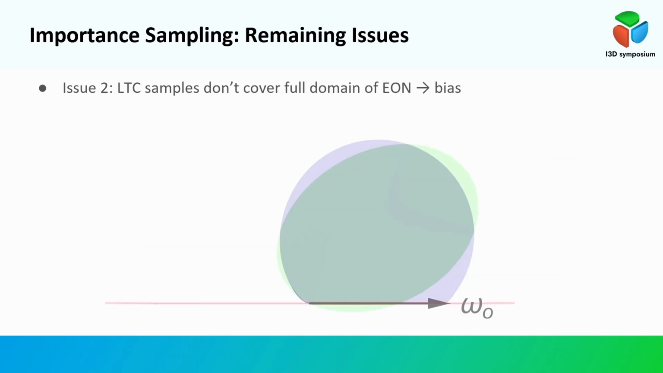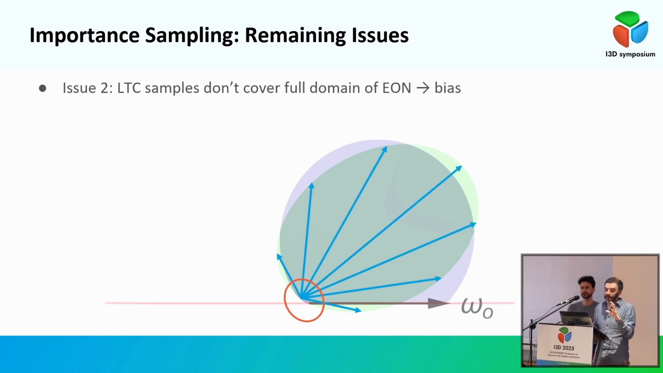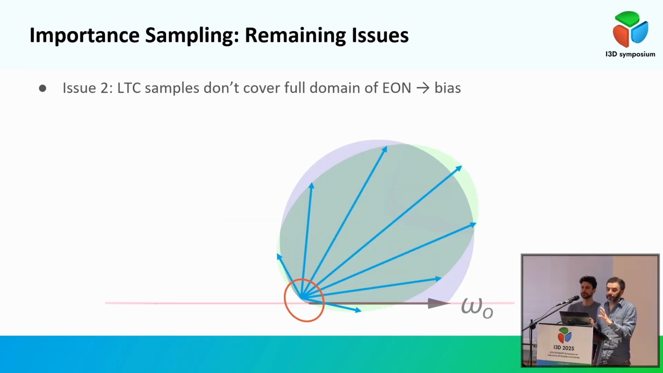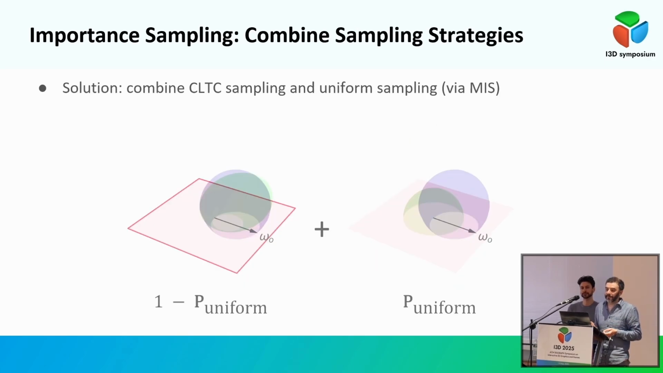There's another related issue: when we apply this transform to the cosine lobe, we get a good fit, but down at the base, our EON lobe actually goes behind our LTC lobe. So there are directions that we can't actually sample with our LTC lobe. They're only going to be going kind of in this direction outwards. So we're not going to sample those, and that results in a small amount of bias. It's not really that important perhaps for real-time rendering, but it would be nice if we could eliminate this.